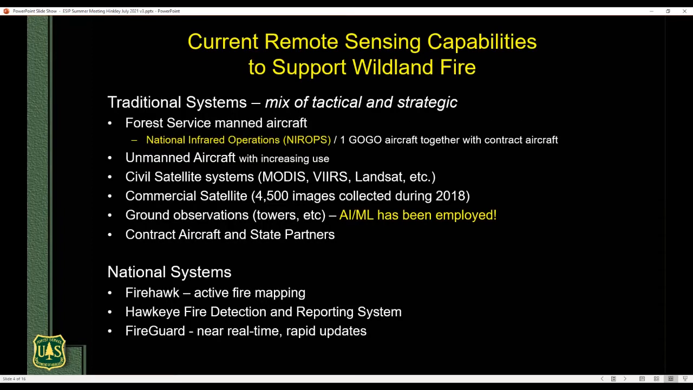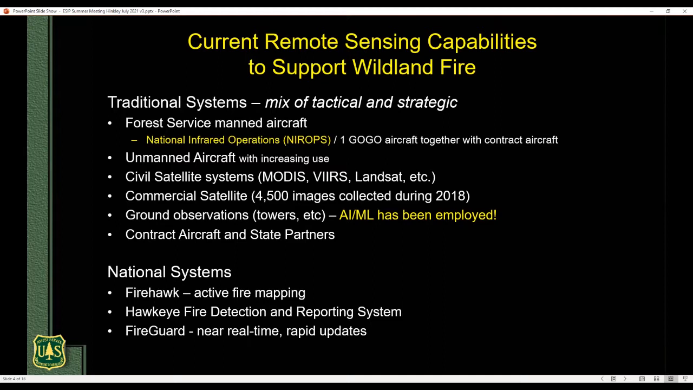There's a number of different things that we use, traditional systems that are a mix of tactical and strategic. We have manned aircraft that operate out of Boise. It's the National Infrared Operations or NIROPS group. We have one government-owned, government-operated aircraft, and we have 2 more on order. We are starting to use unmanned aircraft, and it's becoming more of a regular use. It's taken a long time to get to where we are with UAS or UAVs. We use several satellite systems, MODIS, Landsat, et cetera. Those are primarily for strategic overlook of where the fire is.